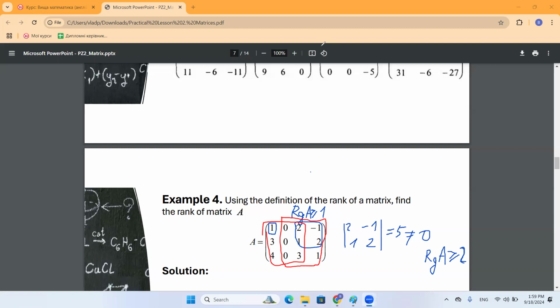No idea, as I understand. Okay, so Dmitro? It will be equal to 0. Yeah, it will be equal to 0. So actually, all minors of matrix A of the third order are equal to 0. So its rank equals 2.